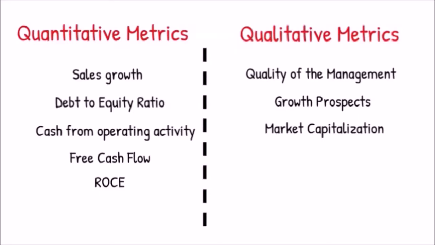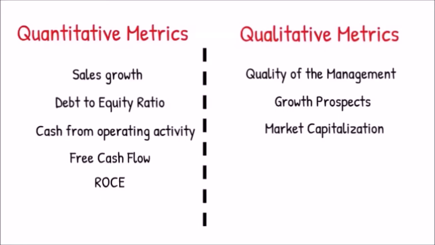And then the next metric, cash from operating activity. This is also really important. That would tell you how much cash they are generating from their main business activity. And then the free cash flow. After all the expenses, how much cash is the company left with? And then the return on capital employed, the last metric, but an important one. That will tell you, for each rupee that they have spent, what percentage of the money they are getting back.